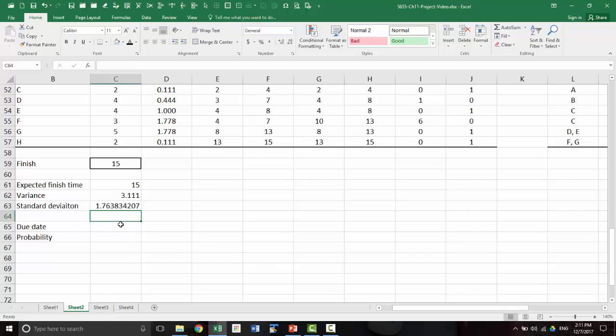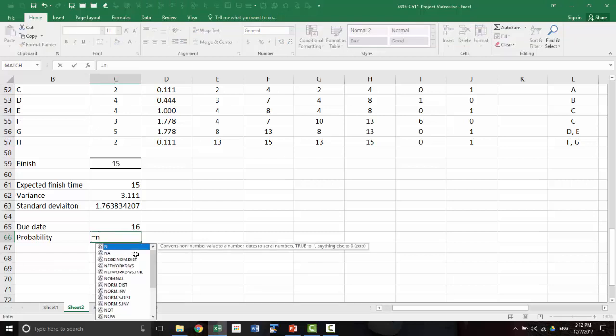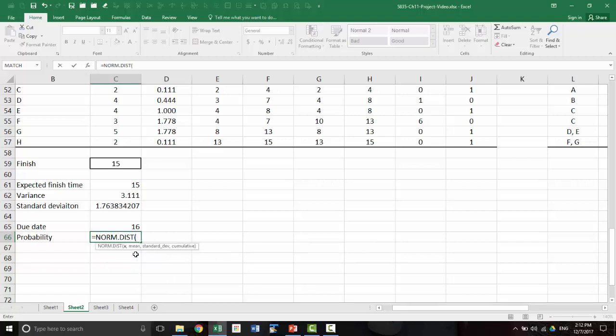So you have a due date. So remember, due date was 16 weeks. The environmental agency gave them 16 weeks to get it completed. So what is the probability that we will finish this by 16 weeks? We can use Z and then normal distribution, or you can directly use norm.dist. We did this way back in chapter 2, I believe, the probability chapter.